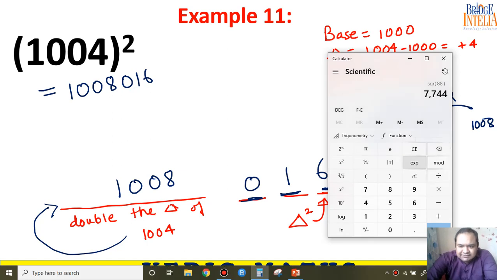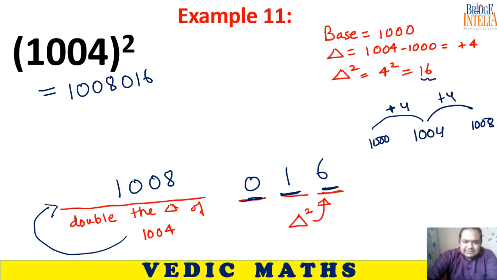Let's verify. 1004 whole square. So yes, 1008016. So our answer is correct.